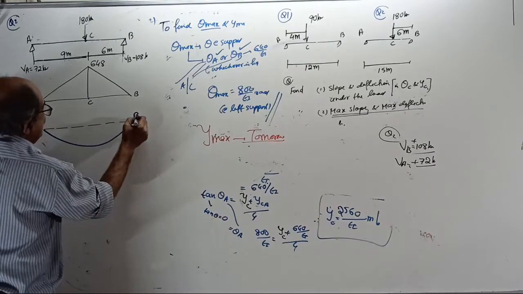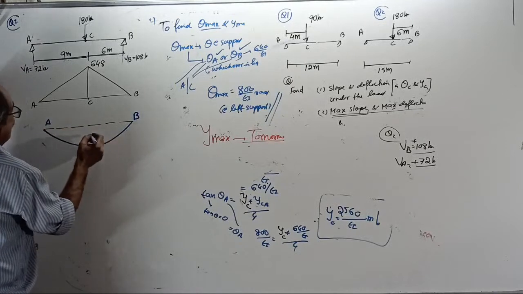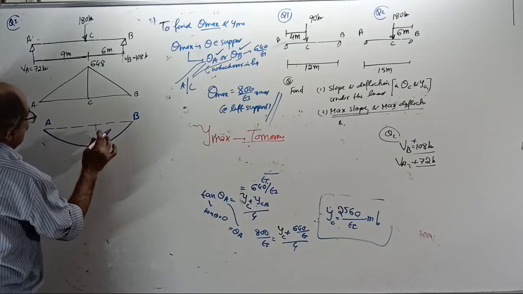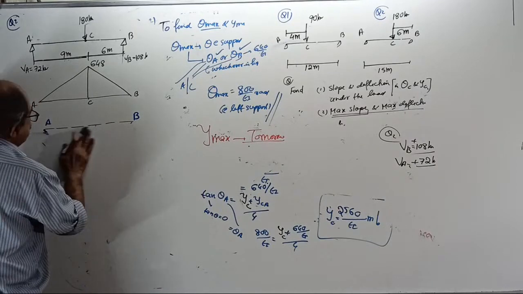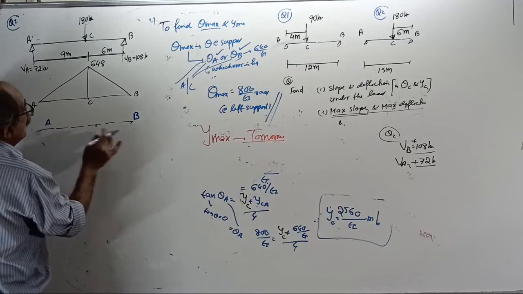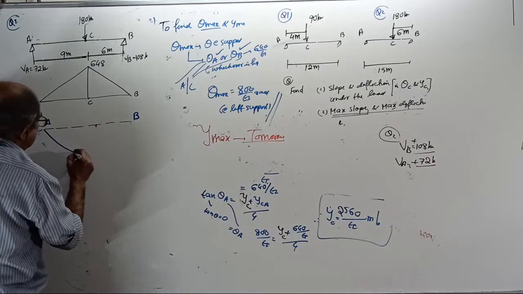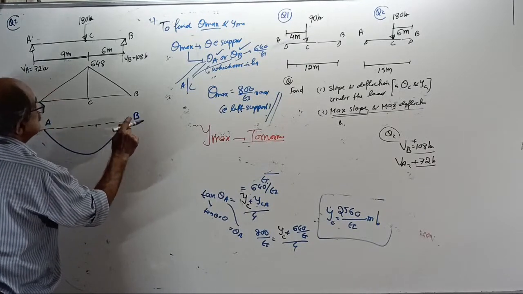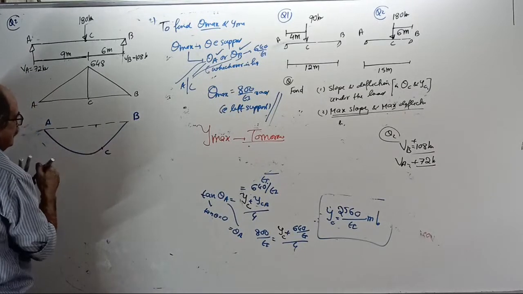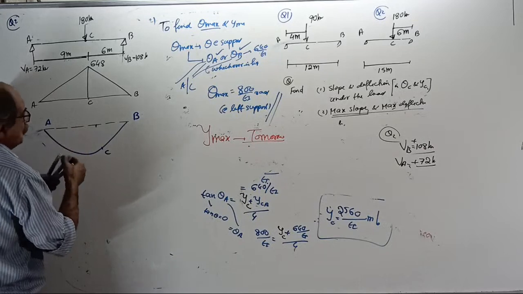This is B, this is A. Then later, somewhere here is the maximum. This side, a little more bending. Now this is where the C point will come. Y max is here; that will come tomorrow.